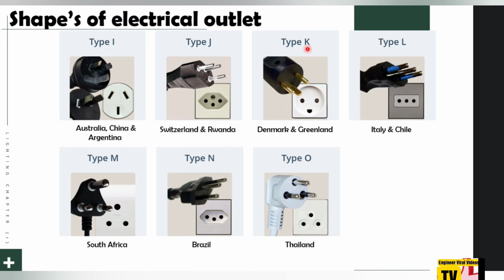Type K, Denmark and Greenland. Type L is used in Italy and Chile. The M shape is used only in South Africa. The shape N is used in Brazil. And the next shape is used in Thailand.